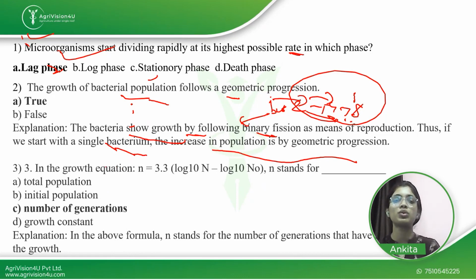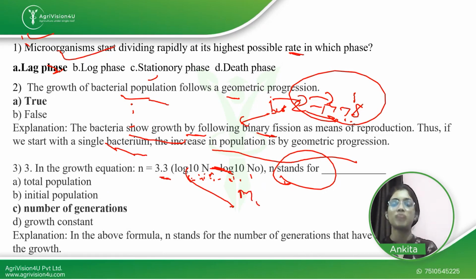Now, in the third type of question, see the growth equation: n is equal to 3.3 times log to the base 10 of N minus log to the base 10 of N naught. Here, what is n? How is this equation derived? There is a proper derivation behind this, and there is also one trick to remember it. But what we have to remember is what is small n, capital N, and N naught. We have covered that in depth. This is basic. Now this n is nothing but your number of generations.